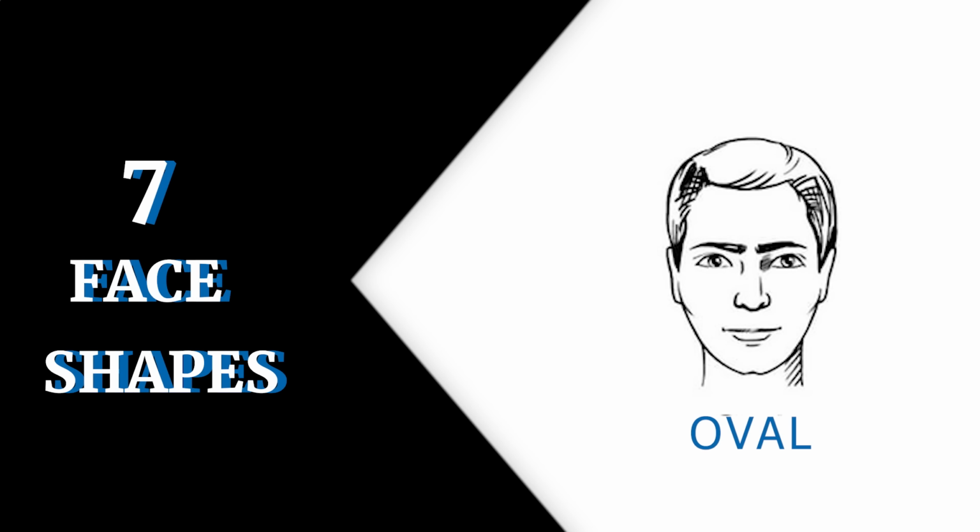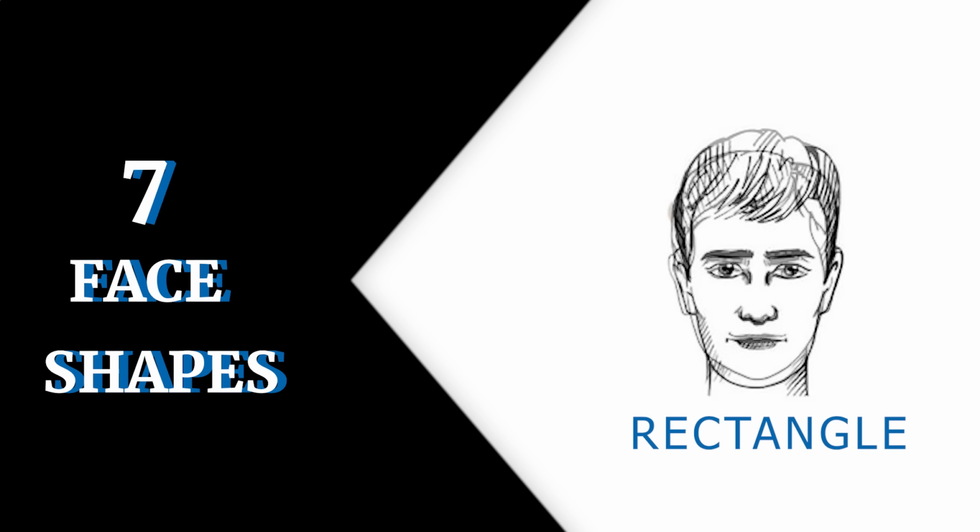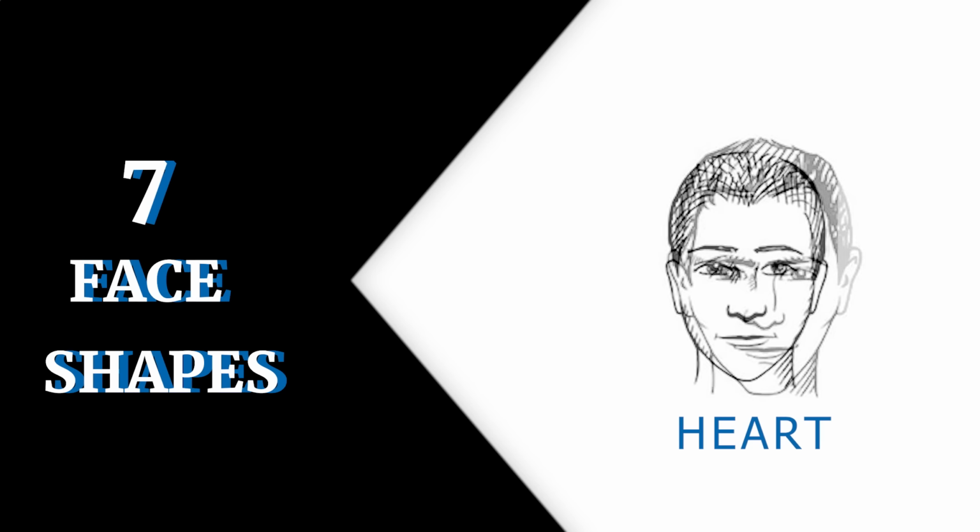Now, let's start to determine your face shape. Let's do it together. There are 7 basic face shapes. You got oval, square, rectangle, round, diamond, heart, and triangular. Now let's find out what face shape you got.